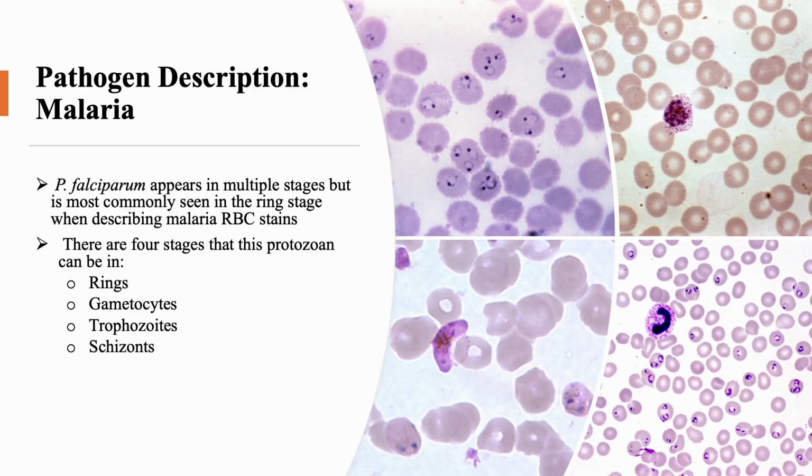P. falciparum appears in multiple stages, but is most commonly seen in the ring stage, where they appear in a headphone-like shape when observed in red blood cell stains. While this is the stage that they are most often seen in, they can also be in the other 3 stages, which are gametocytes, trophozoites, or schizonts.